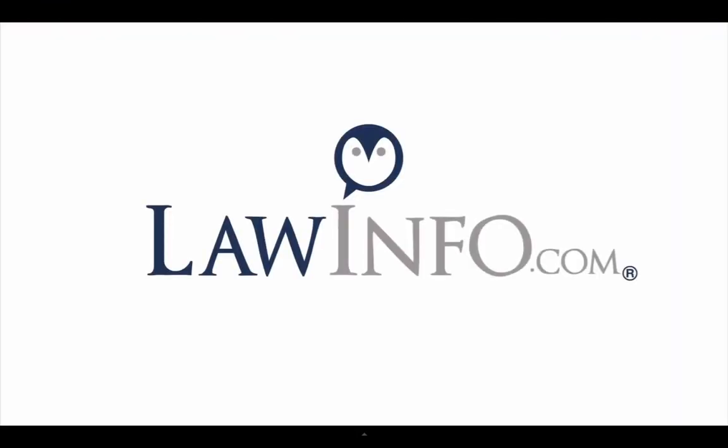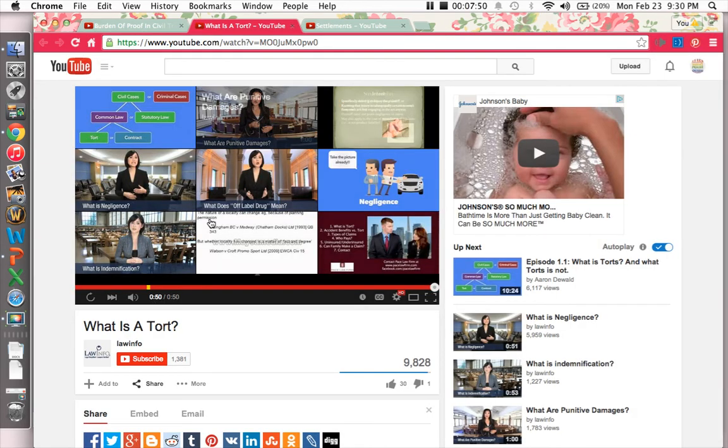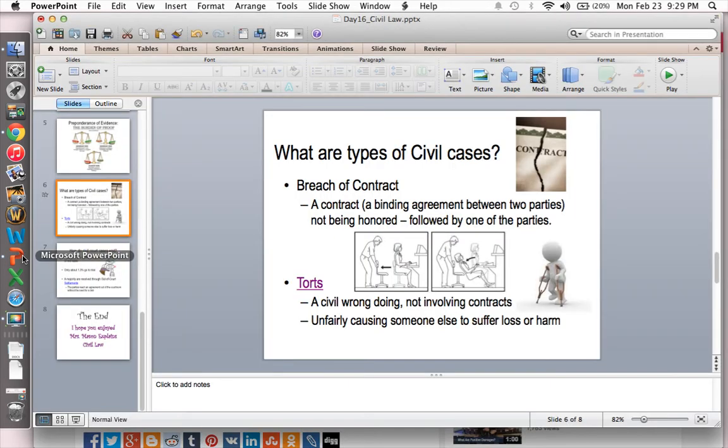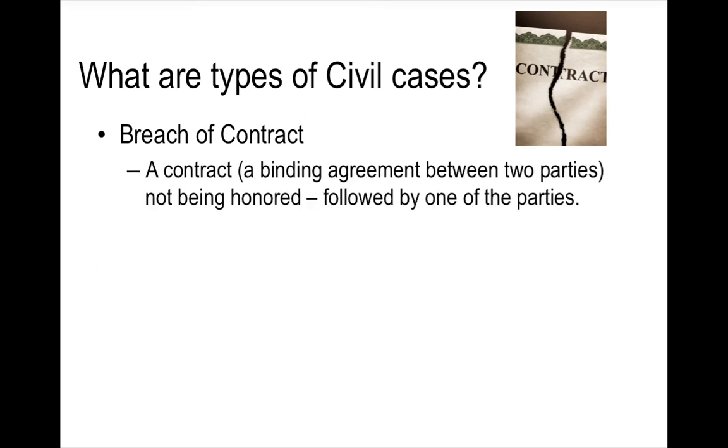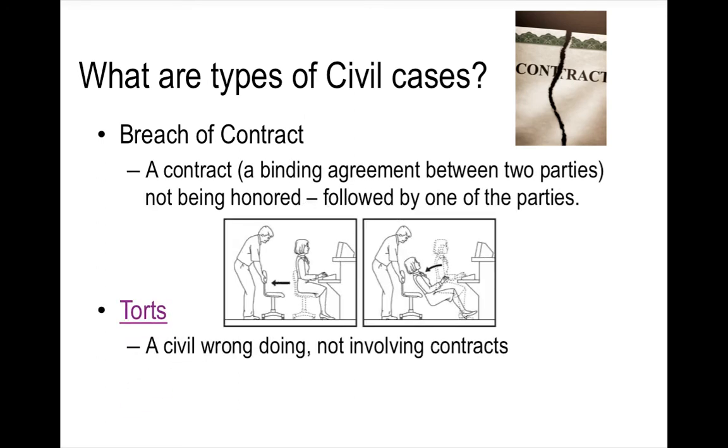All right. So for tort law, again, you have to prove that the defendant meant to do you harm. They fully intended to hurt you. Okay? So the two types, breach of contract and tort. Okay? There's a lot that goes into torts.